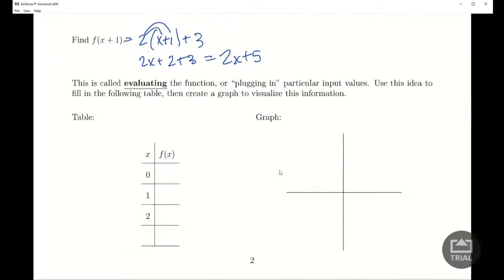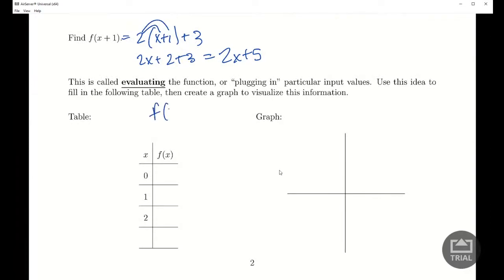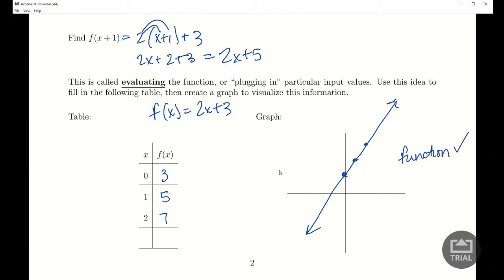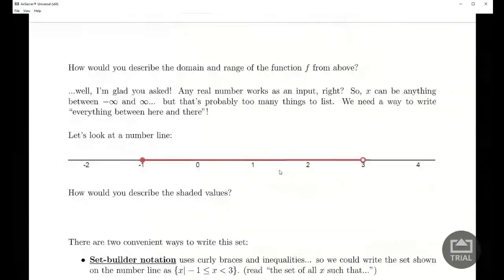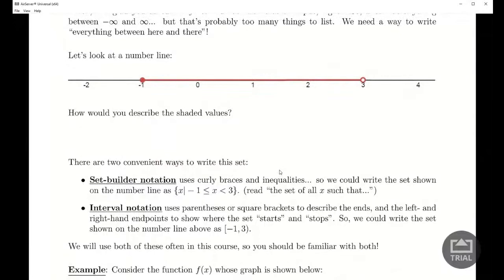And then evaluating this from a table, remember the function from above is 2x plus 3. So f of 0 would be 2 times 0 plus 3, so that would be 3. 2 times 1 plus 3, that would be 5. 2 times 2 plus 3 would be 7. And then plotting that would look like this-ish. Plotting those ordered pairs. And so this is a function because it passes the vertical line test. It's a line.